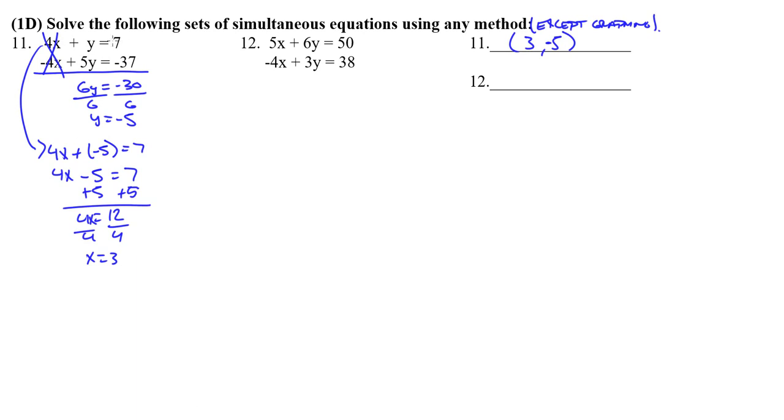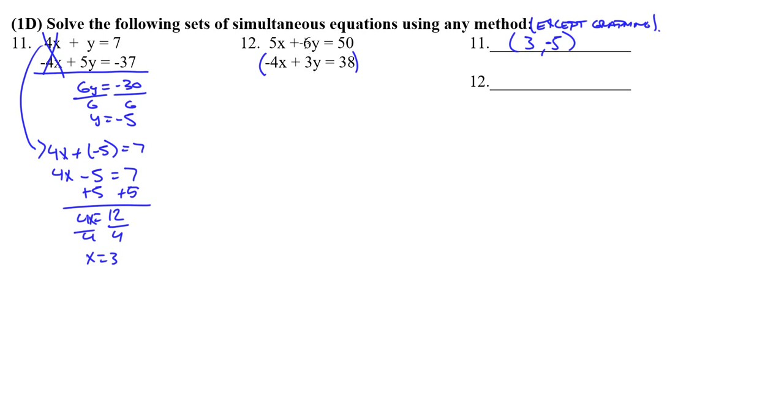Right? Because remember, these are 2 lines, and the intersection point of those 2 lines is at 3, negative 5. All right? The 5 and the negative 4 don't really play very well together, but the 6 and the 3, if we take the bigger of those 2, 6, what can we multiply the other line by, this 3, to get to the opposite of 6?